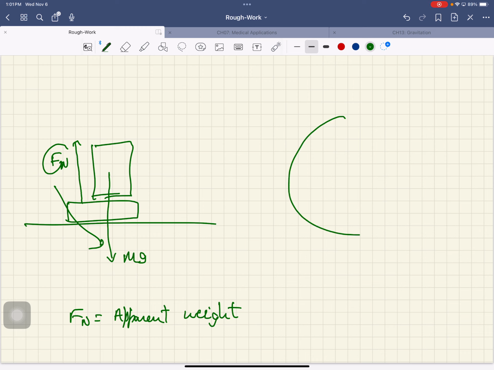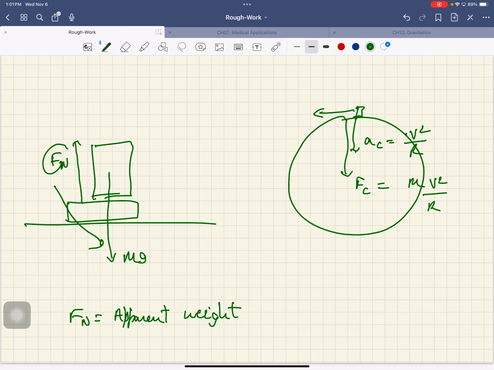Okay, now let's do the following. Let's say you are going in a circular path. Are you accelerating? Like you're going in a circular path at constant speed. Yeah, you have a centripetal acceleration, v squared by r. And so you need a force, a centripetal force, which is equal to mv squared by r. Yeah? So you need that.